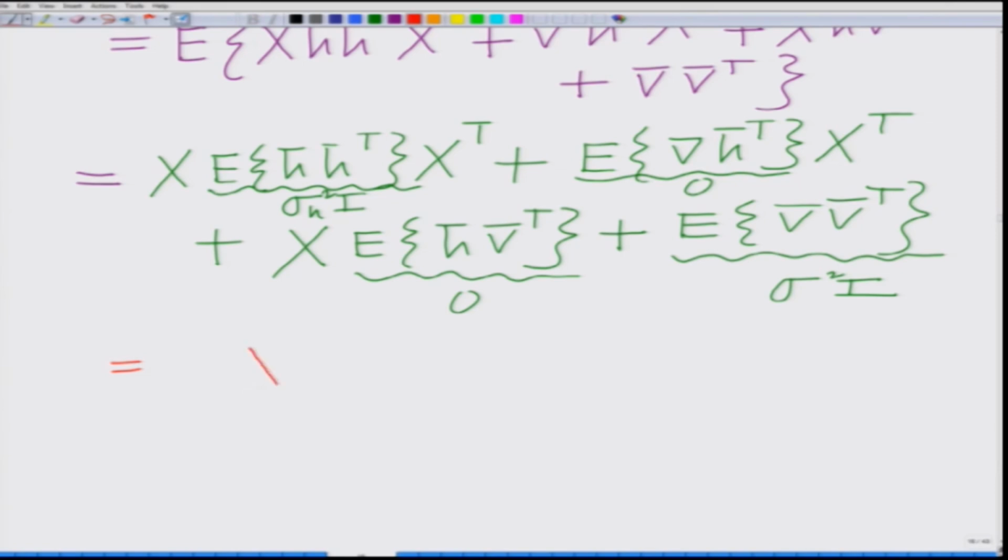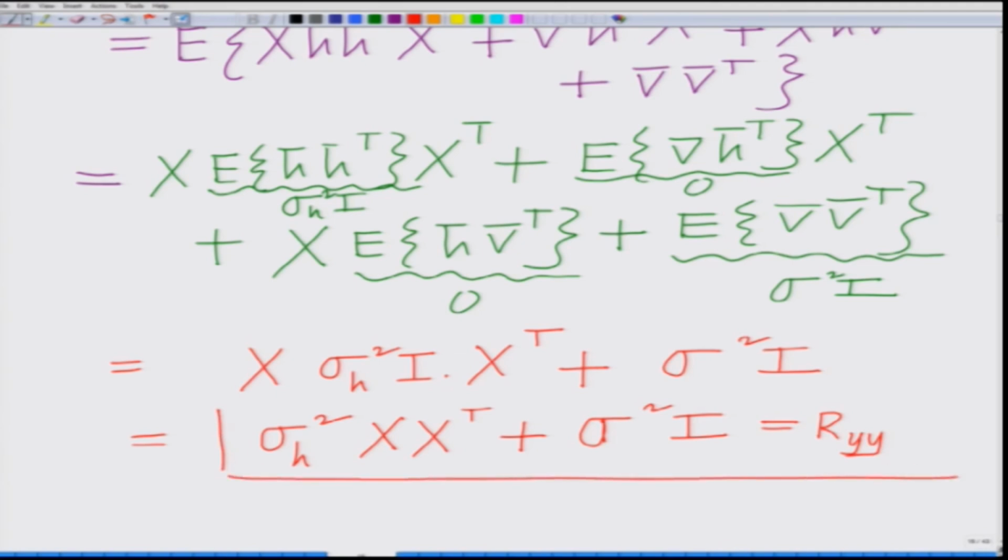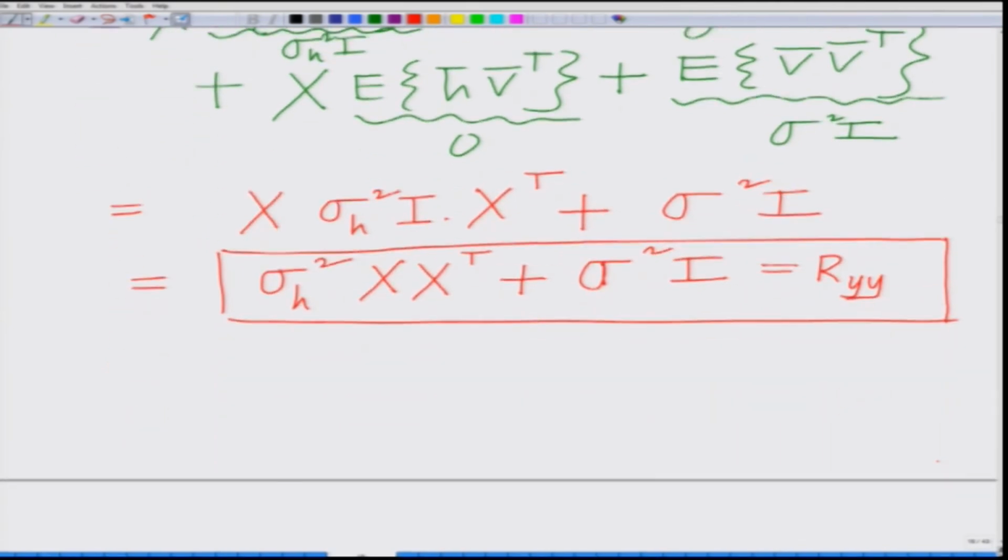So, let me write this: x times sigma H square times identity matrix times x transpose plus sigma square times identity. Sigma H square is a scalar, so bring it out. This becomes sigma H square x x transpose plus sigma square times the identity matrix. This is your covariance matrix R y y.